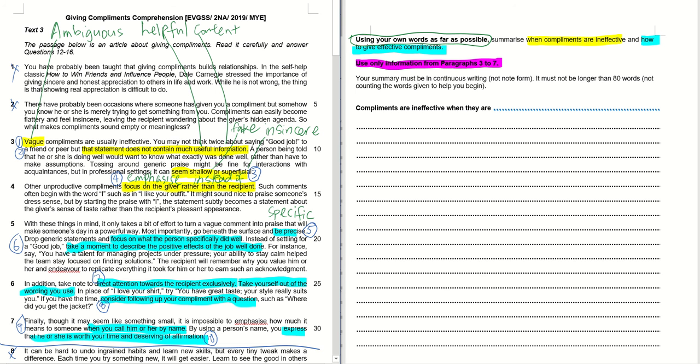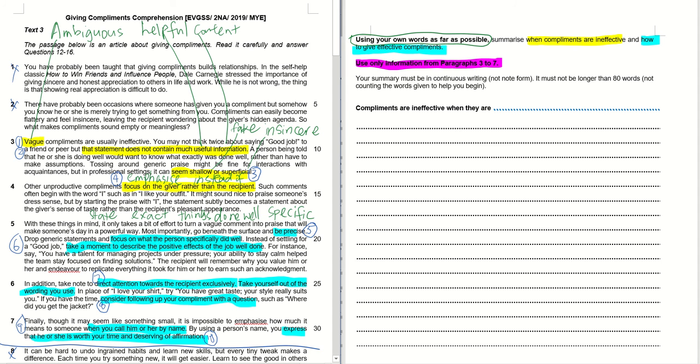Focus on what the person specifically did well. So state what the person specifically did well. So maybe exact. Okay. What the person specifically did well. Something about did well, the things done well.